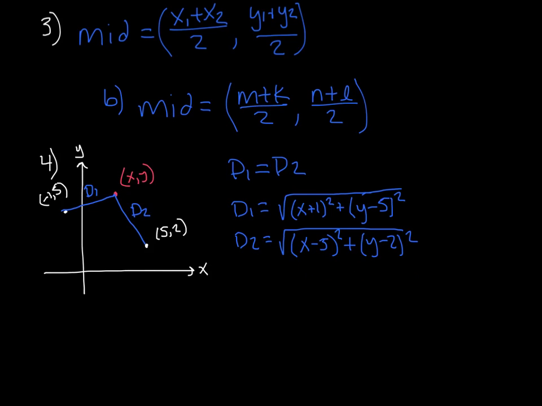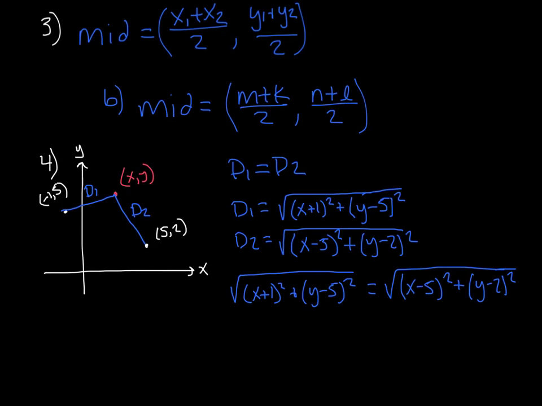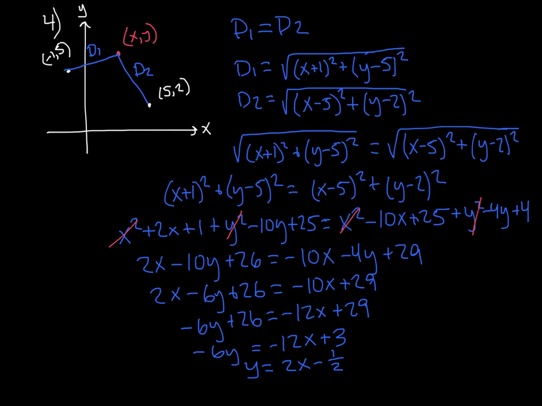So I've got this is d2, this is d1. I'm going to sub both of those back into this equation where d1 equals d2. And that's going to look like this. And then after some algebra, we should get to a nice equation. So after a whole bunch of simplifying, we get down to y equals 2x minus 1/2.